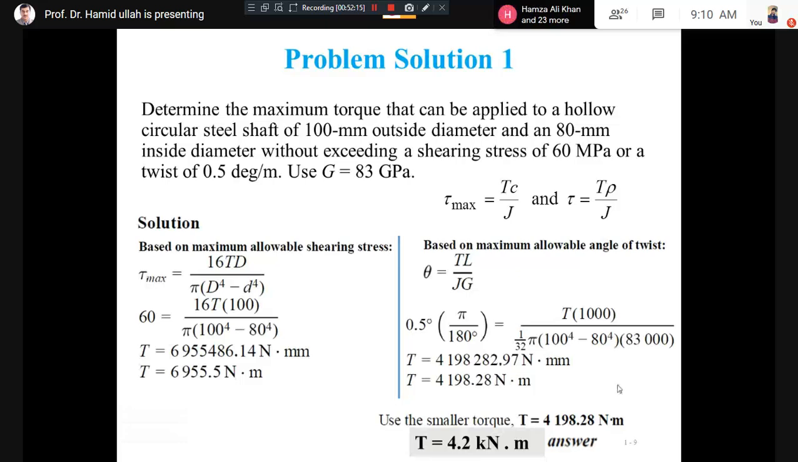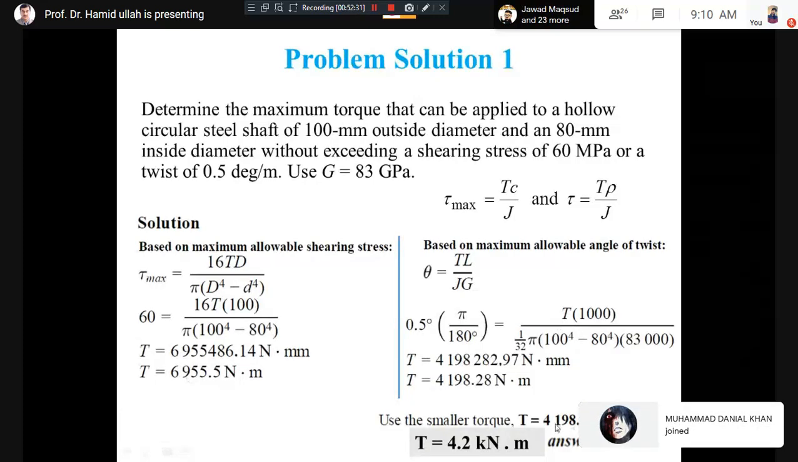Because look, it is the same shaft, okay? One shaft, so for one shaft we have got two values. You can see on the left side, it is roughly 7,000, okay? One value is 7,000, and another value is 4,100. So what is T? Basically T is load, okay.